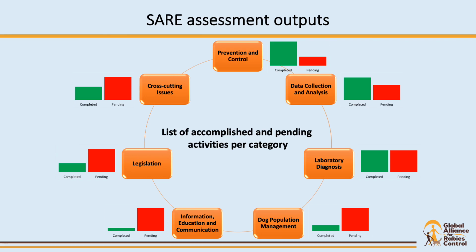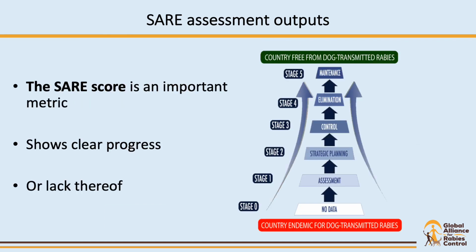The SARE tool also provides an overall SARE score that places a country on the SARE scale, illustrating the progress towards rabies elimination. The second output, the SARE score, allows countries to monitor their progress towards freedom from dog and human rabies. The SARE score is an important metric, not in terms of comparison between different regions or countries, but in terms of showcasing progress within a country.